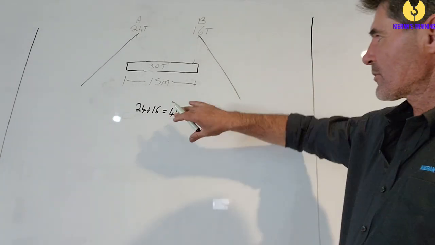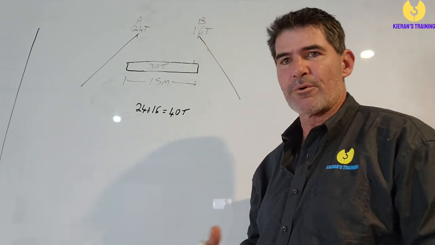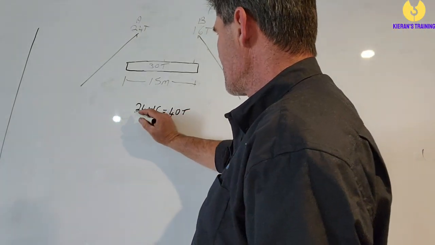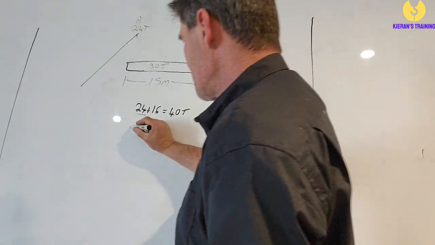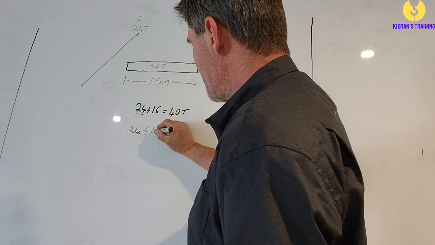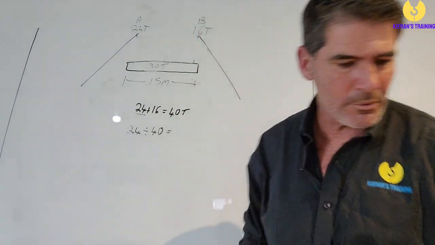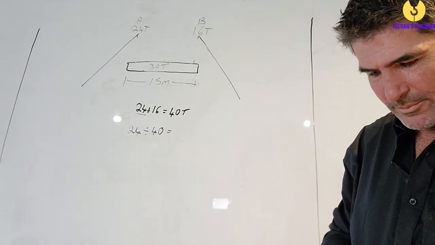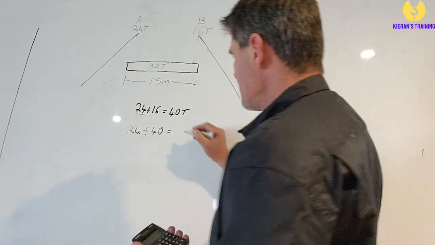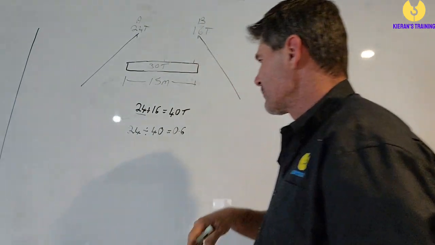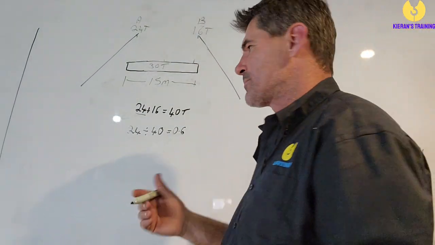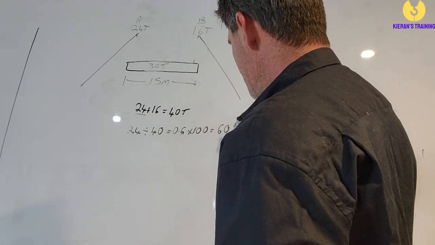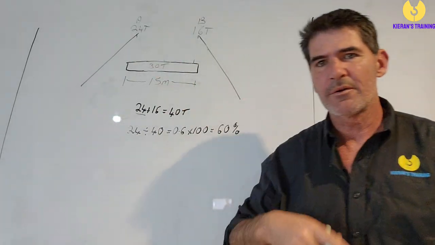Okay, now that we know the total capacity, we want to find out the percentage of 40 tonne that each one is going to be. To find out what percentage 24 is of 40 tonne, 24 divided by 40 equals, just grab my calculator. 24 divided by 40 equals 0.6. Now, if you multiply that by 100, you'll get the percentage of the load. Times 100 equals 60%. So we want crane A to have 60% of that load.